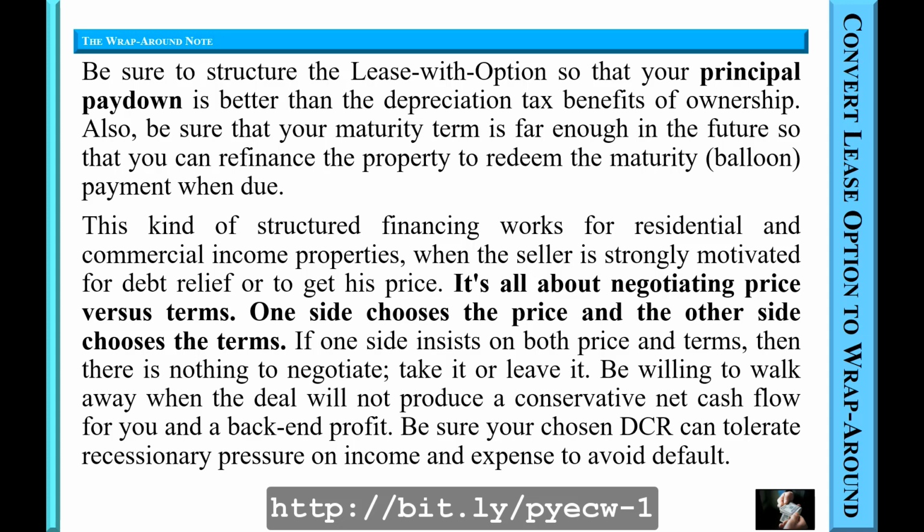Be willing to walk away when the deal will not produce a conservative net cash flow for you and a back-end profit. Be sure your chosen debt coverage ratio can tolerate recessionary pressure on income and expense to avoid default.